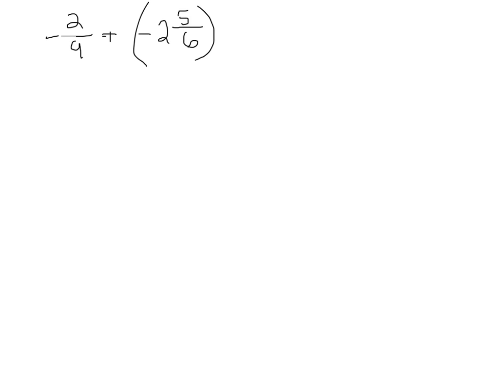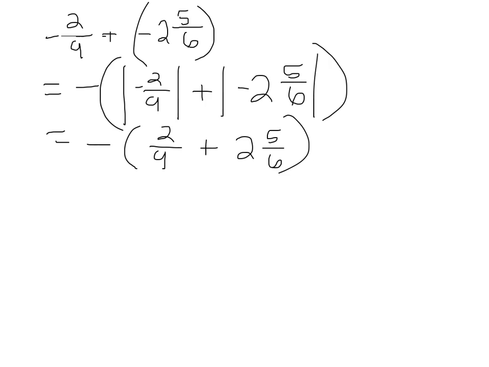So I notice that I'm adding two numbers that are both negatives. So when I add them together, I should be getting a bigger negative. I could rewrite this problem using absolute values. So we know when we are adding these two numbers, we're going to get this bigger negative. So what we end up getting is the 2/9 plus the 2 5/6. So the operation I'm really using is going to be addition.